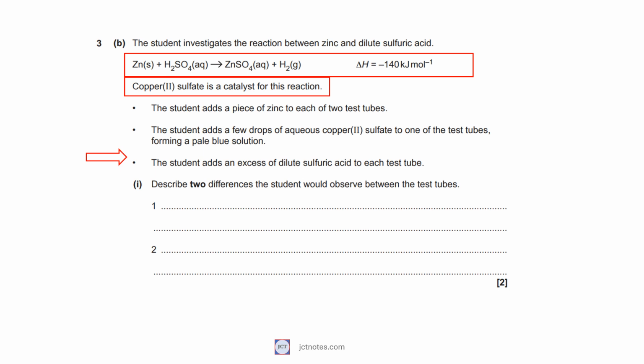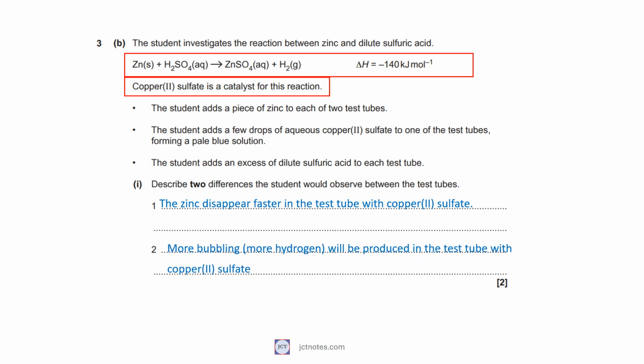In the first question, we are asked to describe 2 differences the student would observe between the test tubes. As the copper sulfate is a catalyst, it increases the speed of the reaction. The zinc will disappear faster and the hydrogen produced faster in the test tube with copper sulfate. So, the 2 observations are: first, the zinc disappears faster in the test tube with copper sulfate. Second, more bubbling, more hydrogen, will be produced in the test tube with copper sulfate.